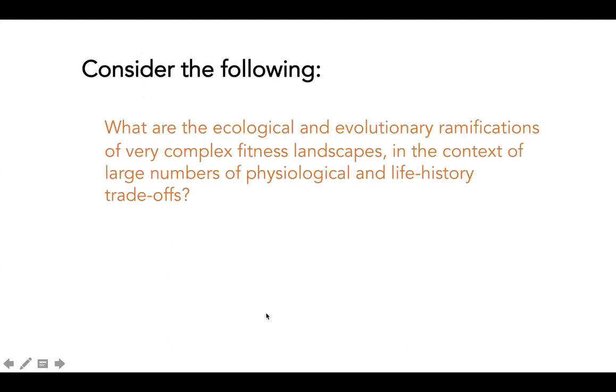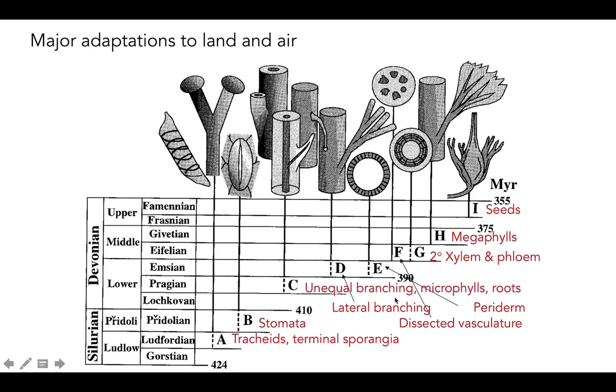So we can bring biology back into this. Okay, so let's now wrap all of this up. I would like you to consider the following. What are the ecological and evolutionary ramifications of very complex fitness landscapes in the context of large numbers of physiological and life history trade-offs? So with that, I would like you to ponder that as we move into the last part of the lecture here today.